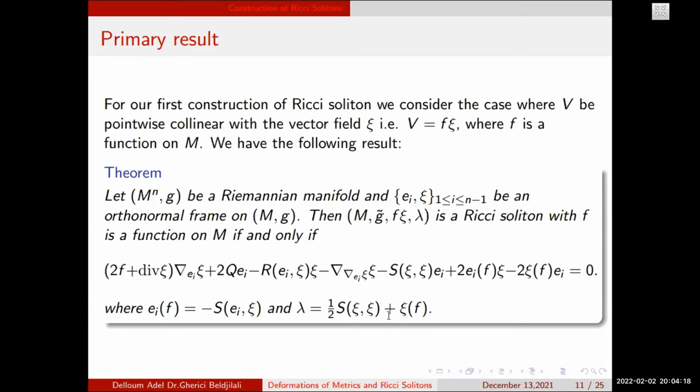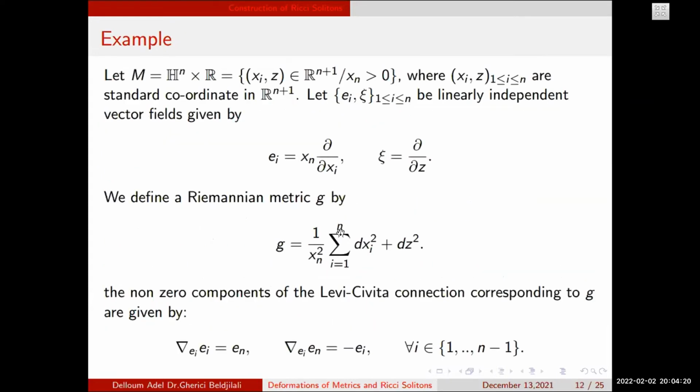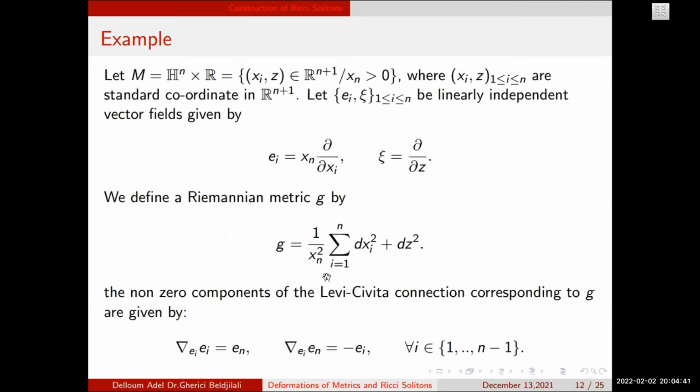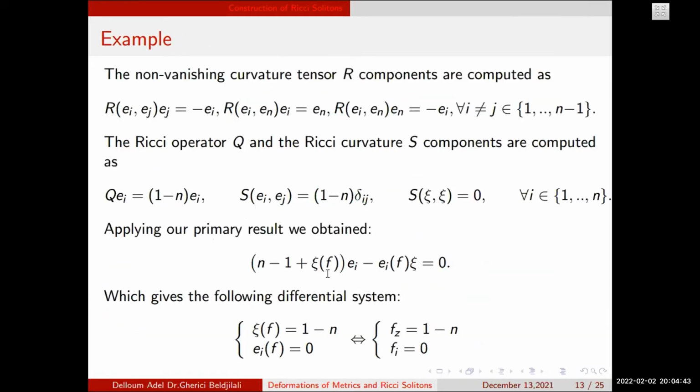So the example is the hyperbolic space product, the real line. We give an orthonormal basis of the space, we compute its metric, we compute the non-vanishing components of the Levi-Civita connection. We do the same with the curvature tensor, the Ricci operator and the Ricci tensor. And after applying our main result, we get a Ricci soliton.